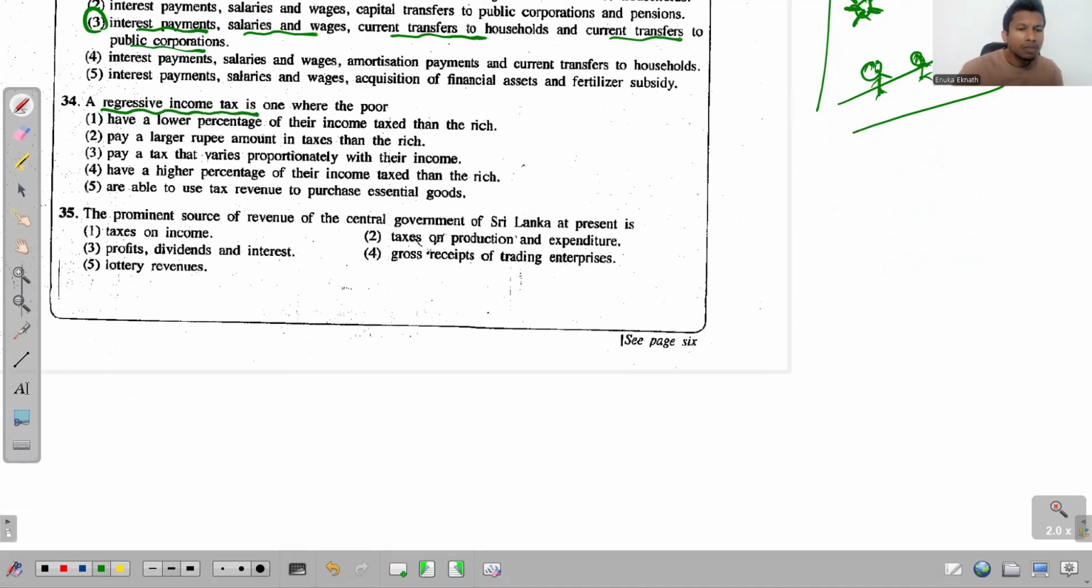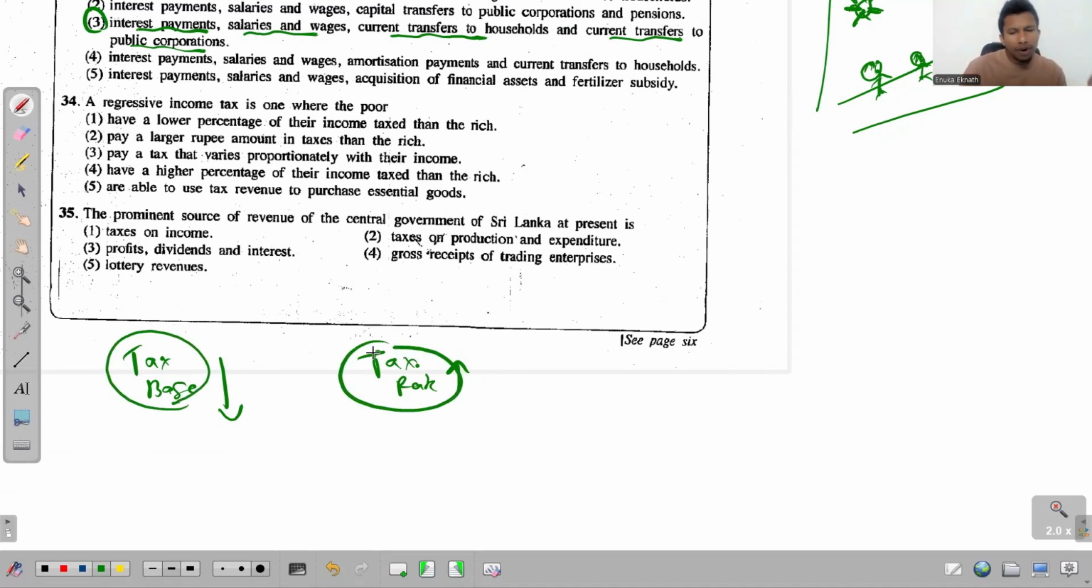A regressive income tax is one where the poor... This is the quality of a regressive income tax. When the tax base decreases, what gets increased? The tax rate is increased. When the tax base decreases, the tax rate increases. Simply, there's a negative relationship between the tax base and the tax rate. So that is a regressive tax.